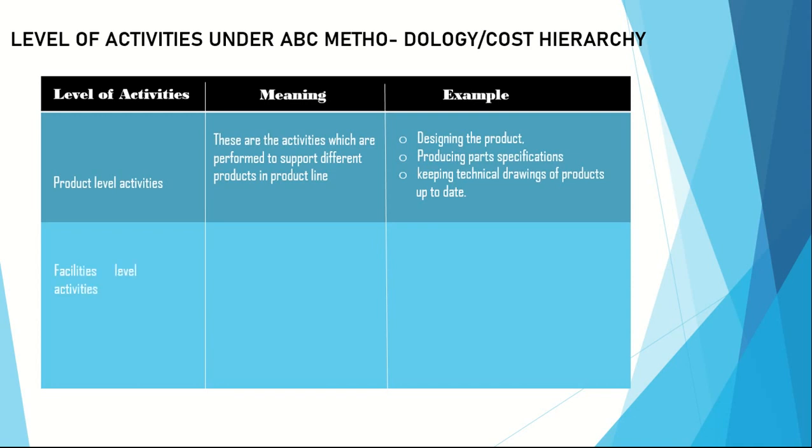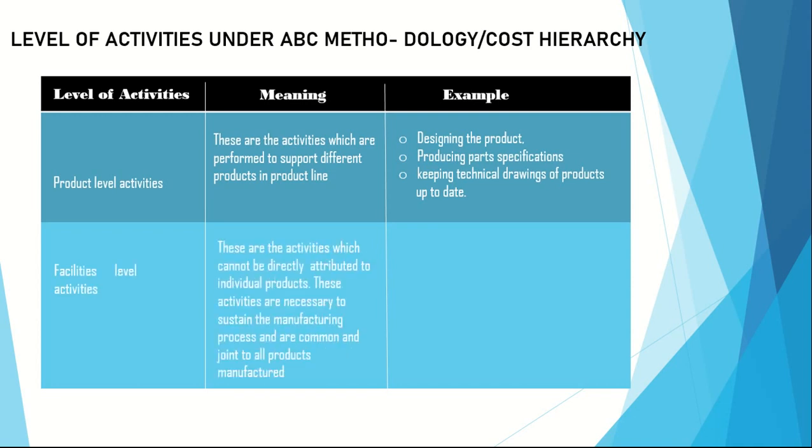Facilities level activities. These are the activities which cannot be directly attributed to individual products. These activities are necessary to sustain the manufacturing process and are common and joint to all products manufactured. Example: maintenance of buildings, plant security.